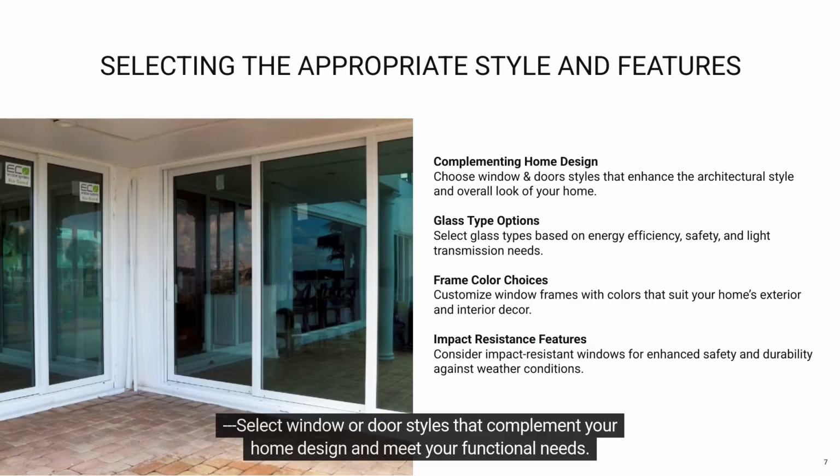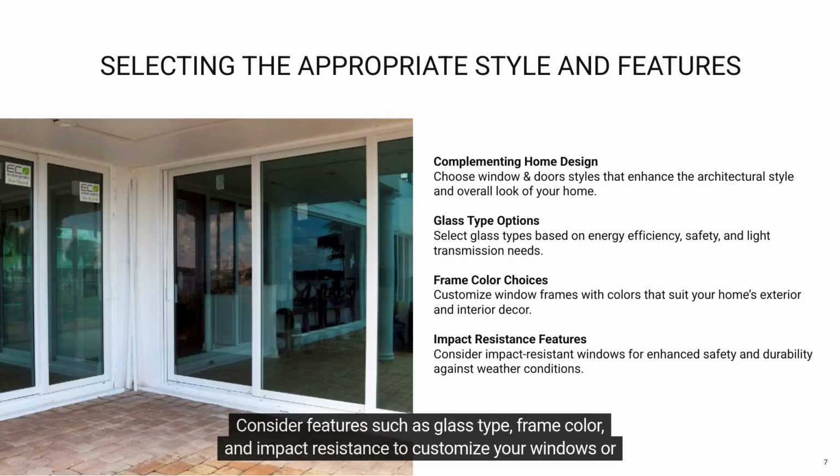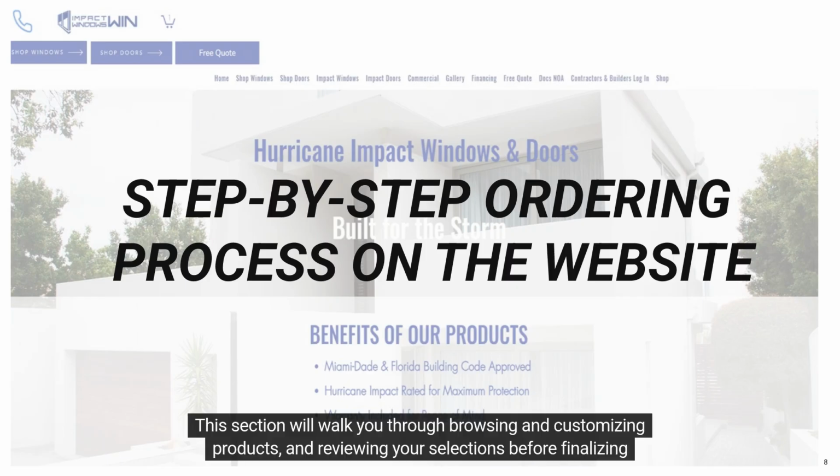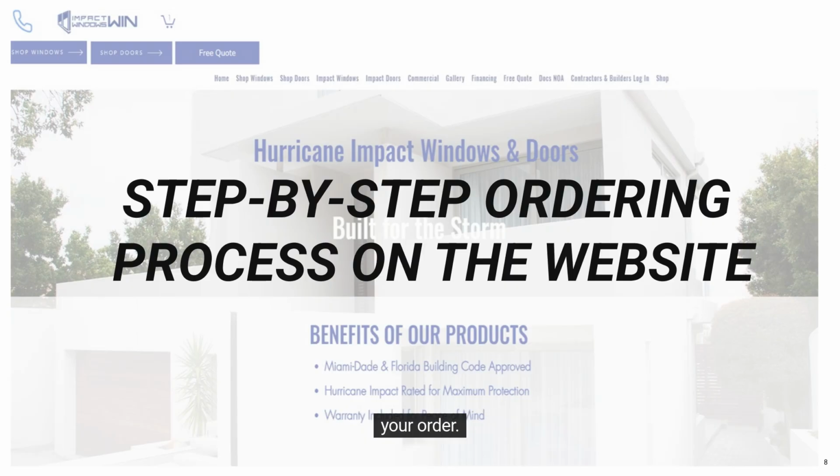Select window or door styles that complement your home design and meet your functional needs. Consider features such as glass type, frame color, and impact resistance to customize your windows or doors effectively. This section will walk you through browsing and customizing products and reviewing your selections before finalizing your order.